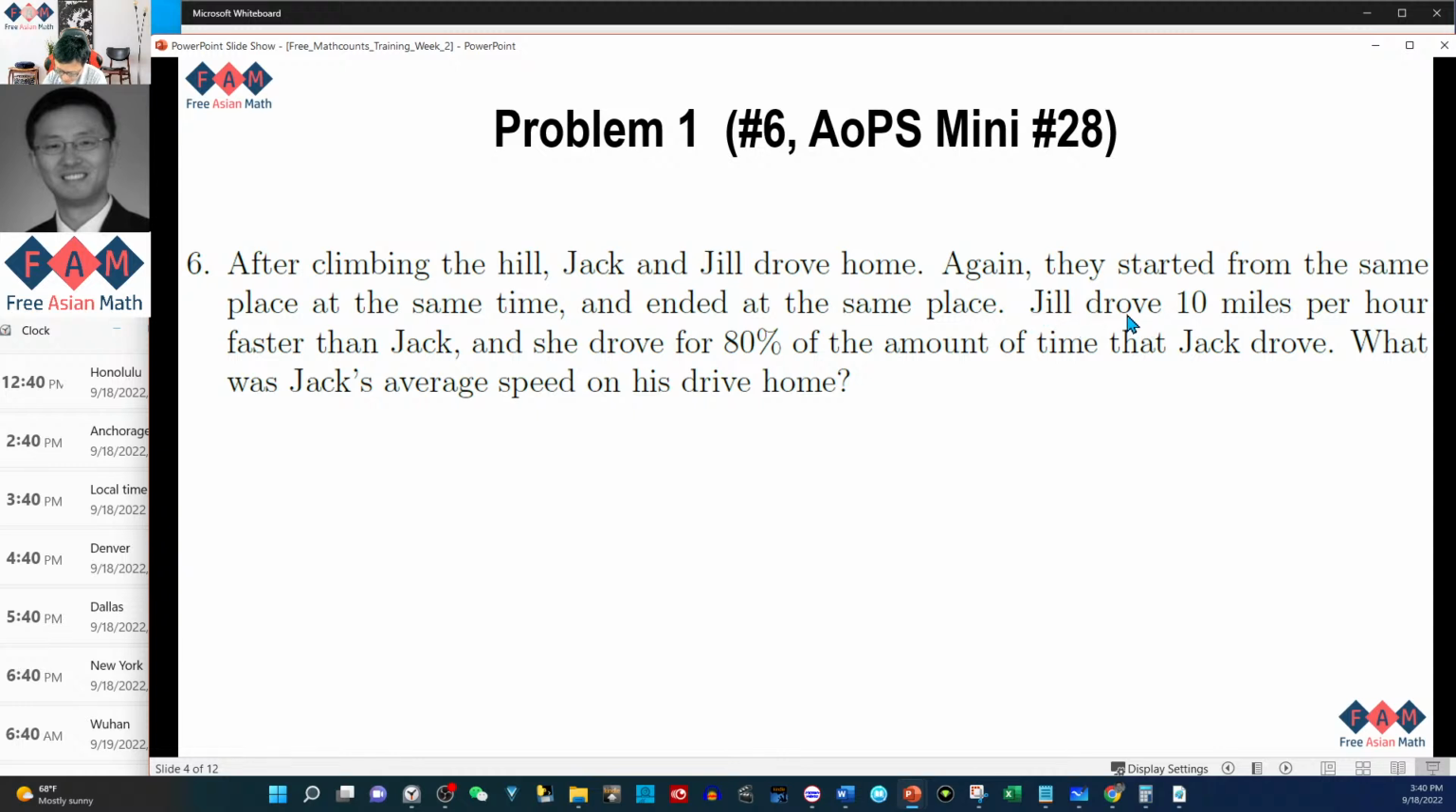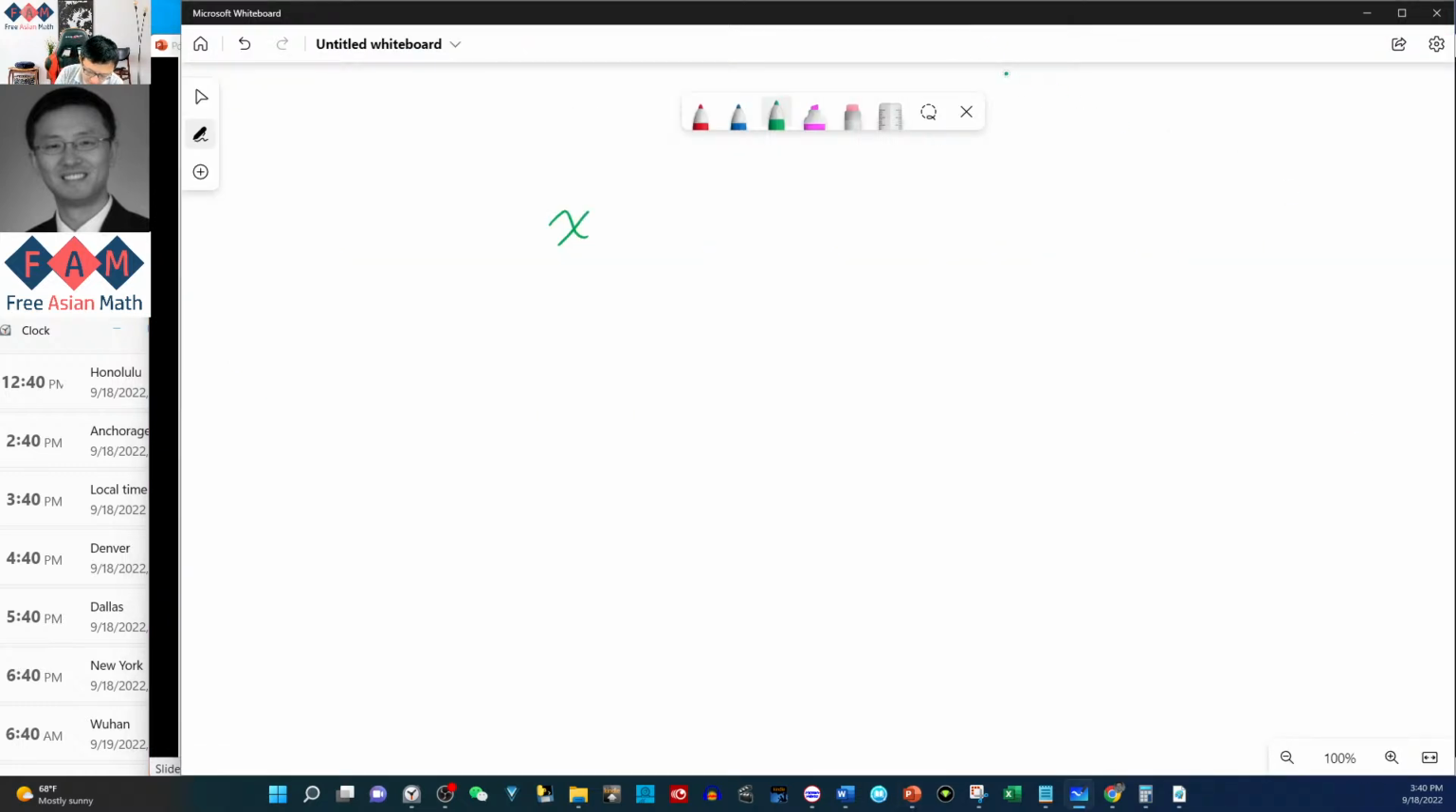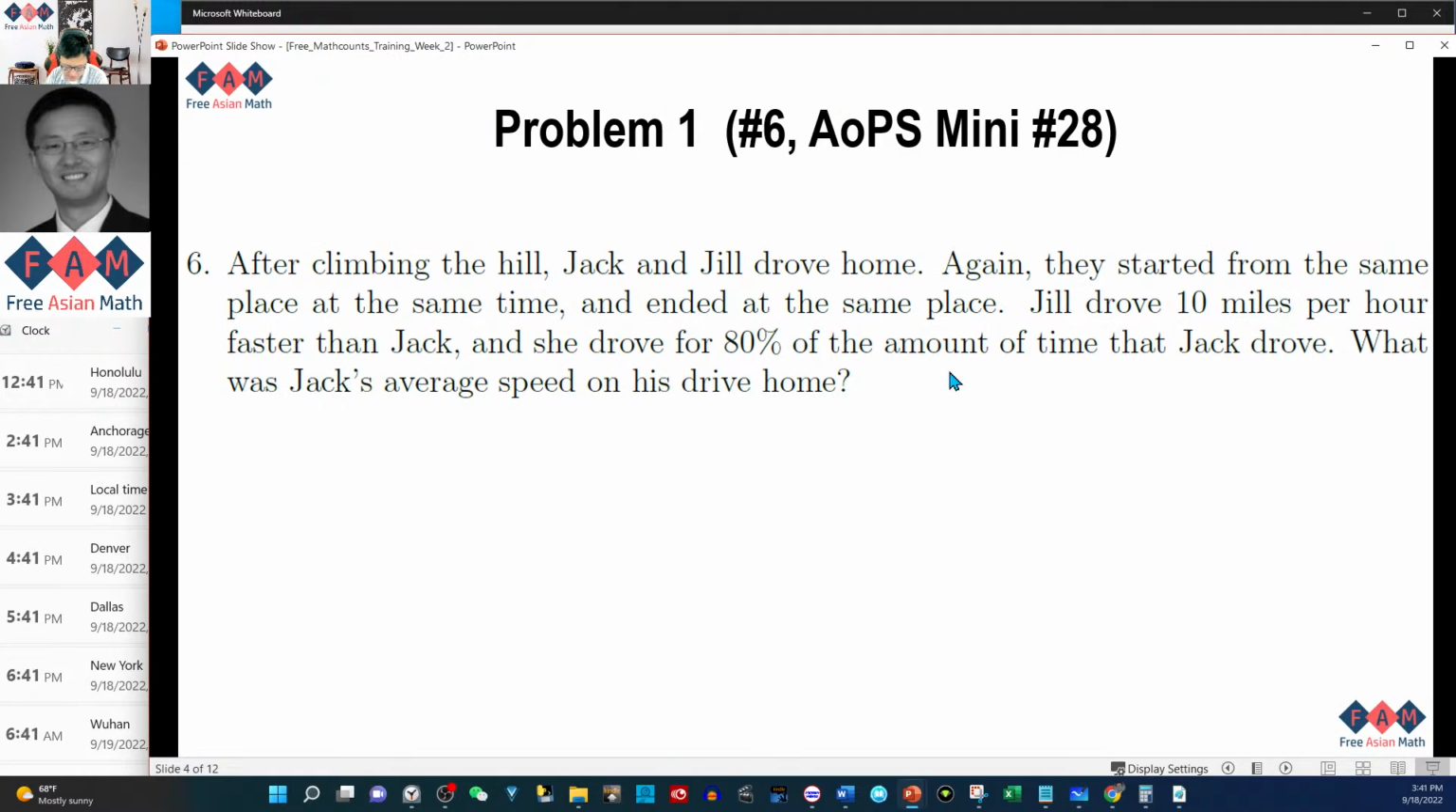So the first meaningful statement is that Jill drove 10 miles per hour faster than Jack. So we could write down the speed of Jack. We can use simpler notation like S1 or S2, but this is just a little bit clearer. So Jill's speed would be x plus 10, right? Because she drove 10 miles per hour faster than Jack. So that's the first relationship.